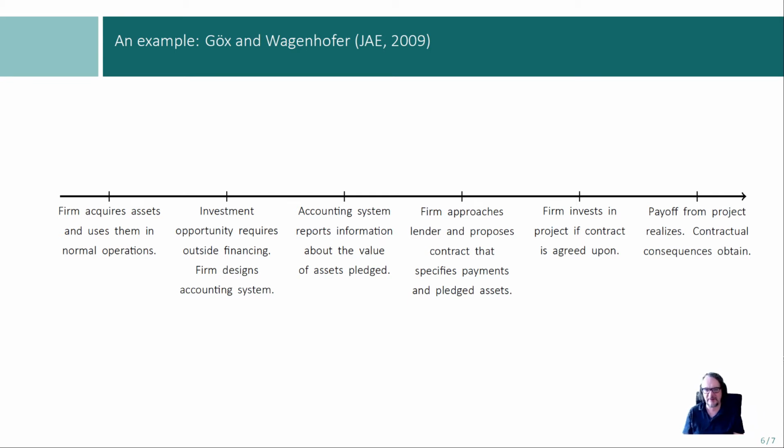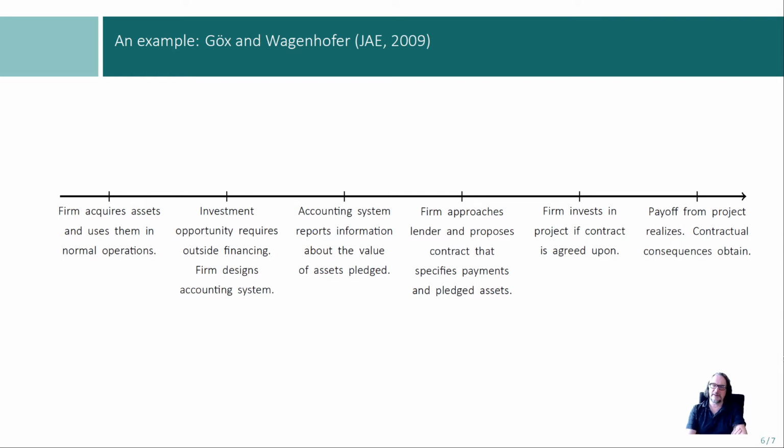So why is the value of the assets important? Because the firm has to pledge the assets in order to get financing. Okay, so without pledging, only in very rare cases the firm can actually get financing. So meaning that if the investment is in terms of profitability a little bit borderline, then the firm has to seek additional financing by pledging its assets. So now the firm approaches the lender and proposes a contract, and this contract entails the payments, obviously, for the loan and the pledged assets and the reporting regime.